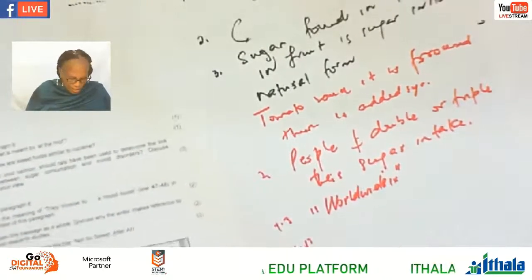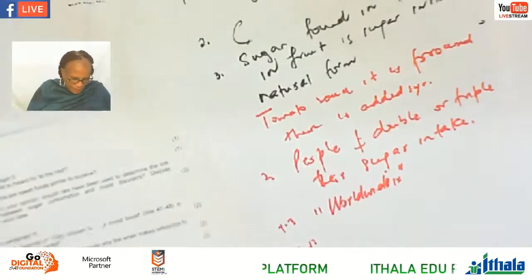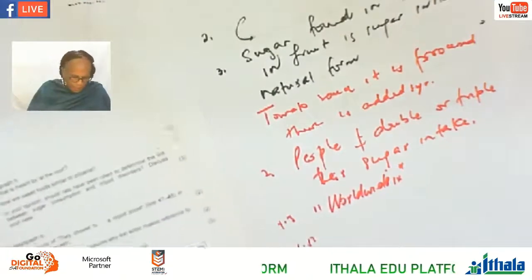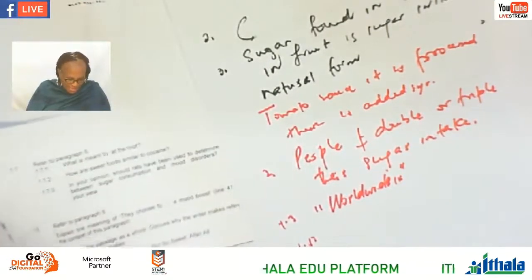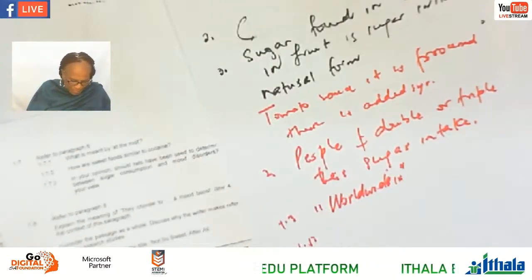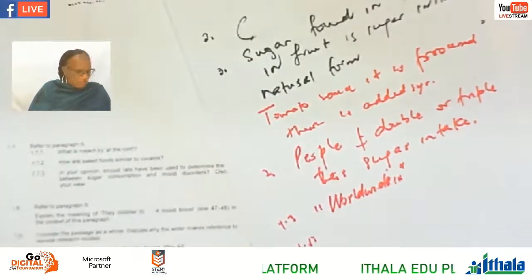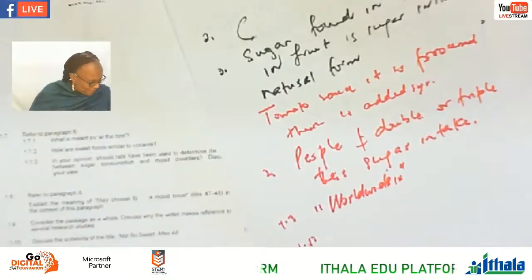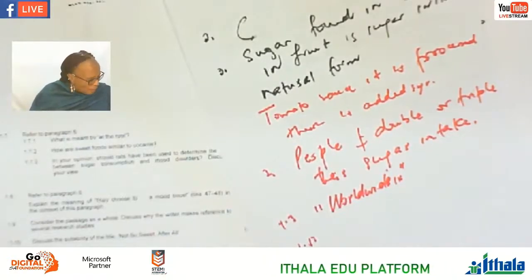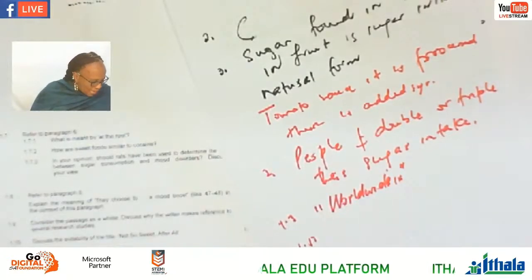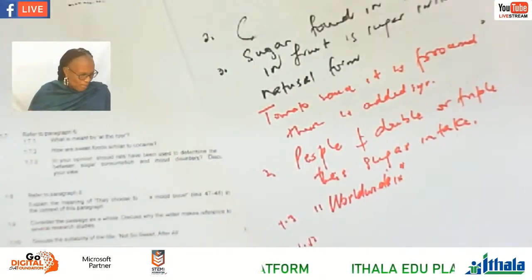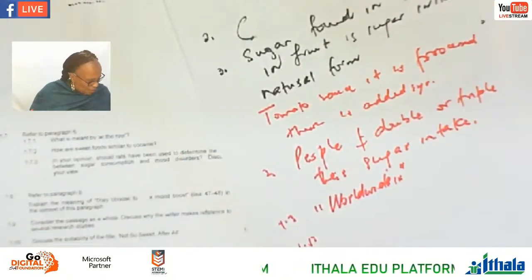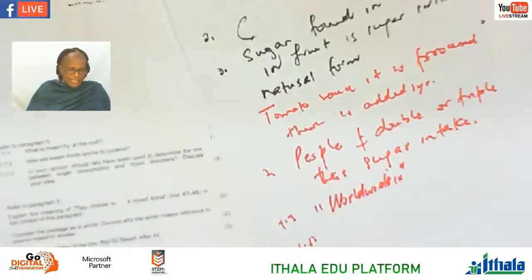Okay, it's a question. Using your own words, discuss the findings of the study conducted in 2015. Okay, my findings. The findings were that women or people who take a lot of sugar are at risk of developing or falling into a form of depression.